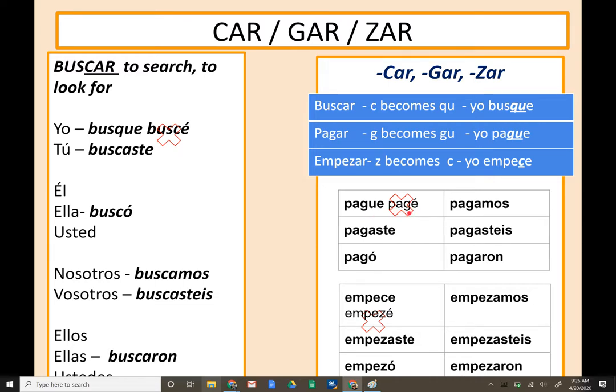Pajé, that would not have gone, and the reason why, and you see this anytime we're using the word like página, page, that would work. So anyways, pagué, pagaste, pagó, pagamos, pagasteis, and then pagaron.